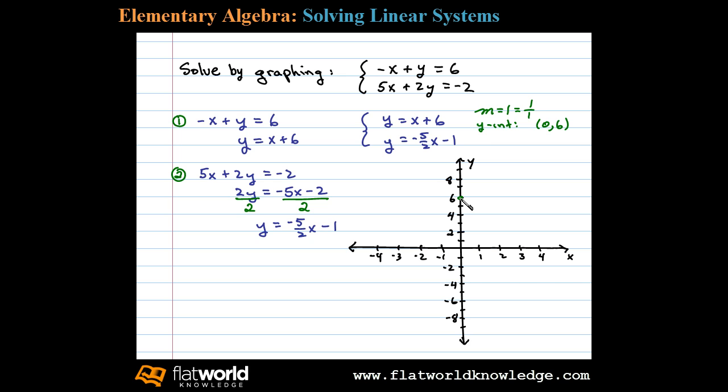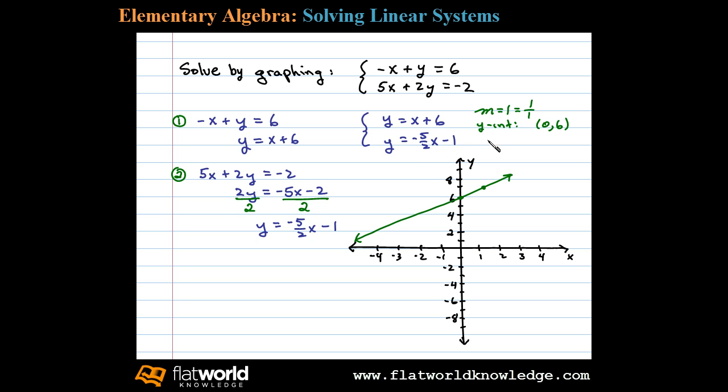So from the y-intercept, we'll mark off the slope: rise 1 and run 1, and that'll give us 2 points. 2 points determine a line, and we can connect those with a straight edge.